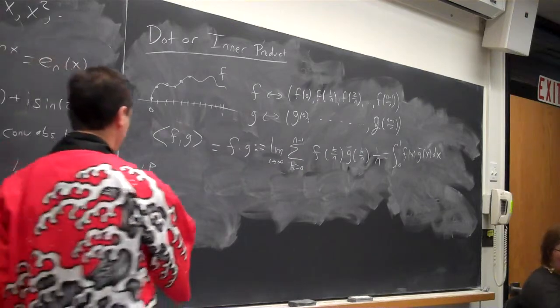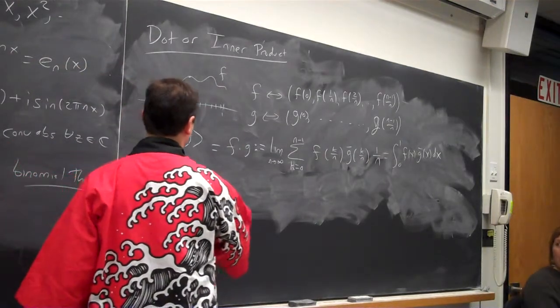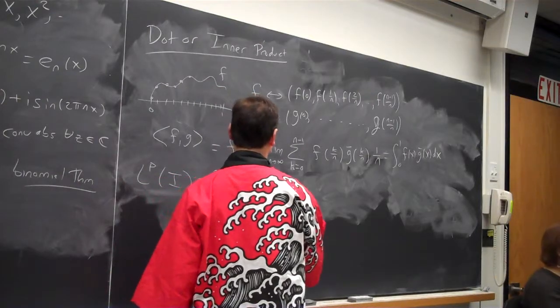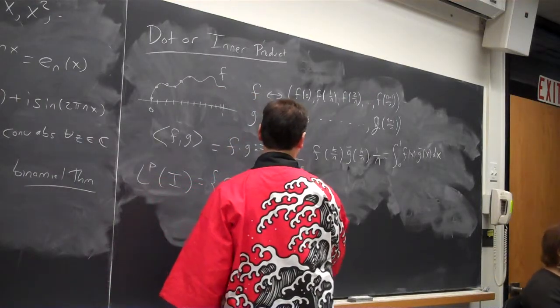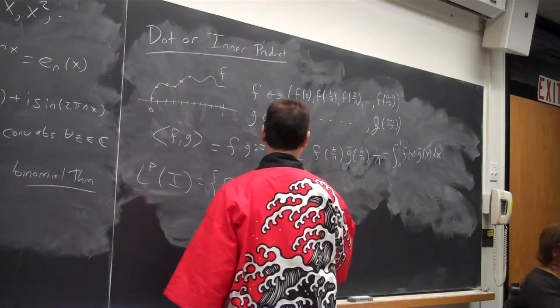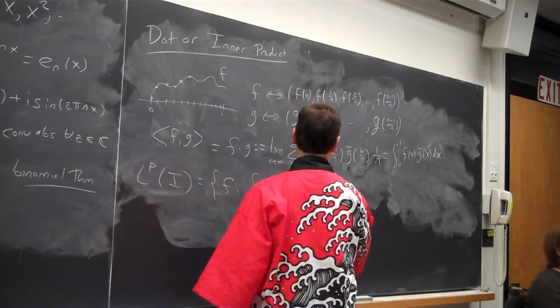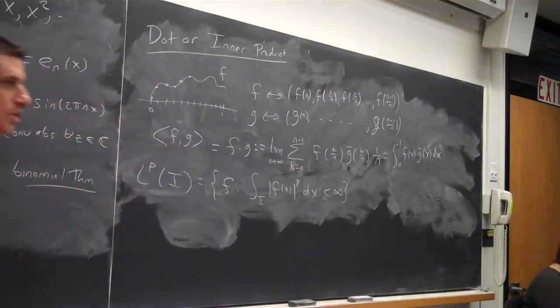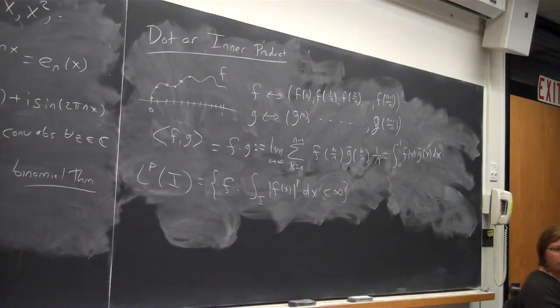Okay, so L^p of an interval I is the set of all functions f such that the integral over I of |f(x)|^p is finite. How many of you have seen any duality relationships between L^p and L^q spaces? What class was that? Measure theory.